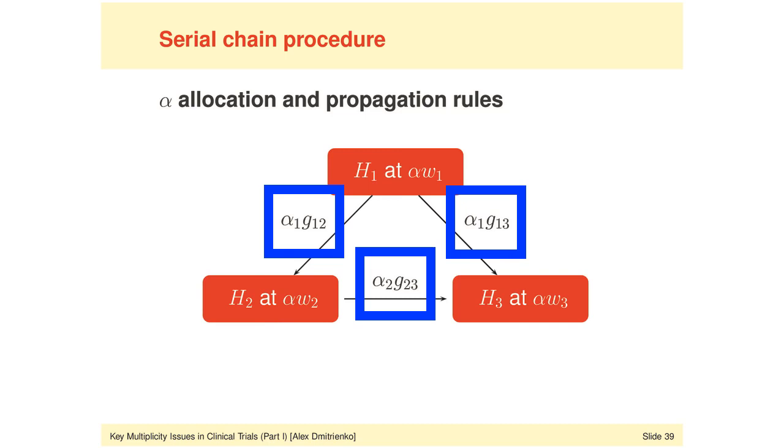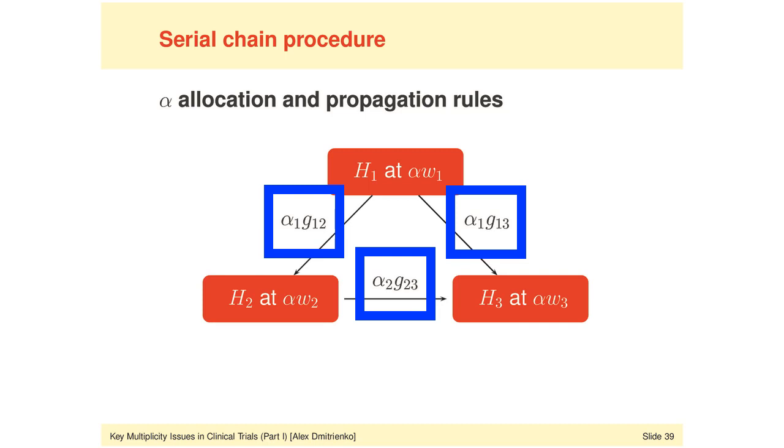Those rules are specified by the weights that are assigned to the connections, to the arrows. For example, in this case, it's alpha 1 times G12, alpha 1 times G13, and then finally at the bottom, alpha 2 times G23. What exactly are those numbers?